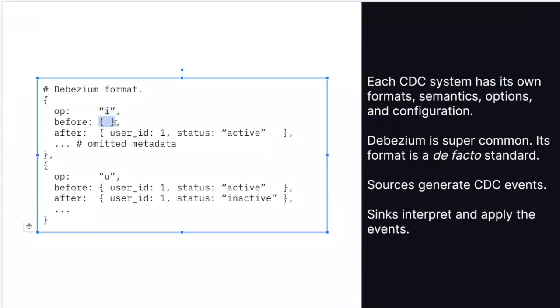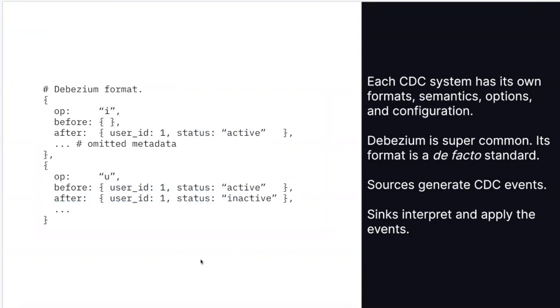The before doesn't exist, so it's basically an empty record, and the after would contain something like user ID 1 and status active, whereas an update record might contain both the before record, in this case where user ID 1 was active, and then the after, the result of the update operation, where status has changed to inactive.